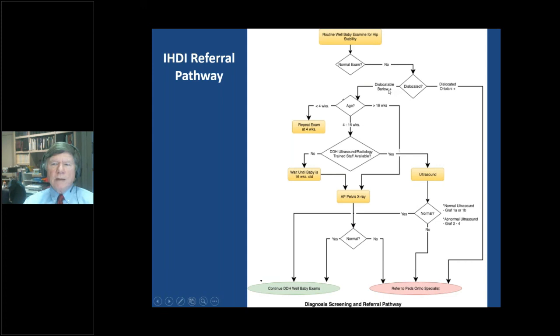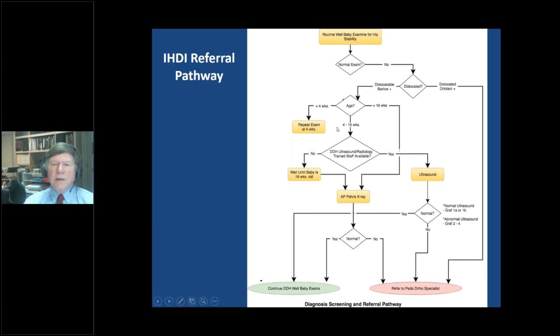Well, what if it's dislocatable or Barlow positive? Then you look at the age. So if it's mildly unstable, because like I said, this is not a normal exam to your clinical findings. So it's either dislocated or it's unstable by exam. And if the child is older than 16 weeks, then you're going to get an x-ray. But if the child is less than 4 weeks and it's unstable, then you're going to repeat the exam at 4 weeks, because a lot of mildly unstable hips will resolve. So you can repeat the exam at 4 weeks.